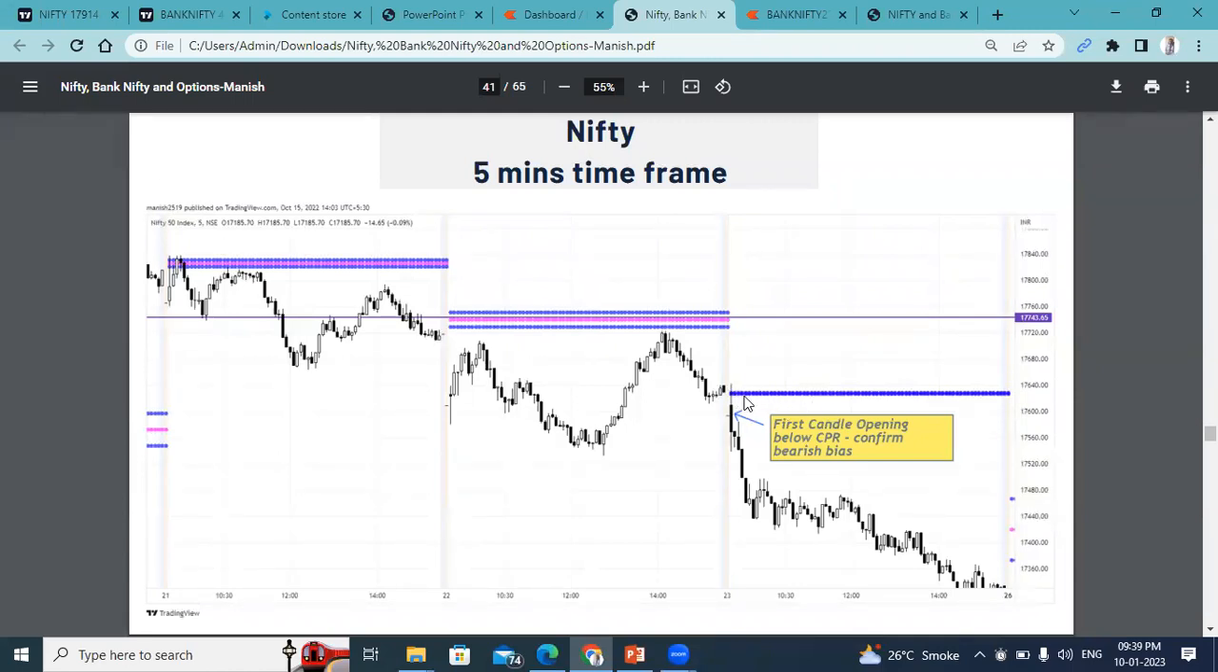So first what we will do, we will develop a view using CPR. तो CPR आप यहाँ से check कीजिए. 1, 2, 3. So descending CPR, which indicates bearish bias. This is descending plus tight CPR. So this indicates we may see a short trade. So since 9:15, I can see CPR is descending plus tight.